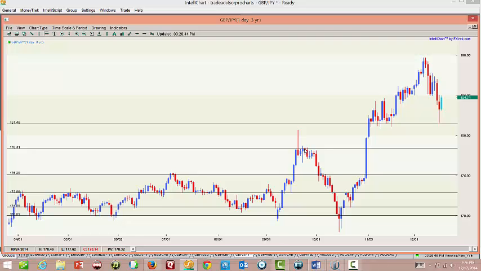I would not be looking to sell this pair, whether it goes down or not. There's still too much momentum against the yen right now. That could be very scary. So there's two potential trade setups right there.